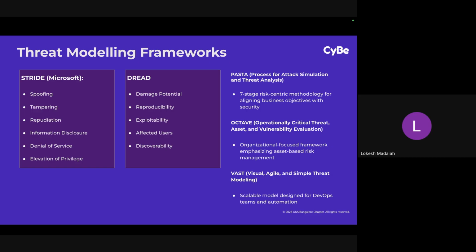Not very much sure. I mean, not everything maps back to CIA, but predominantly they do. For example, denial of service is an availability issue. Information disclosure is a confidentiality issue. Elevation of privilege, you can do both confidentiality and integrity both at once.